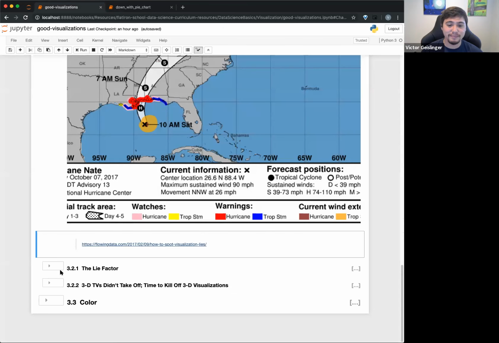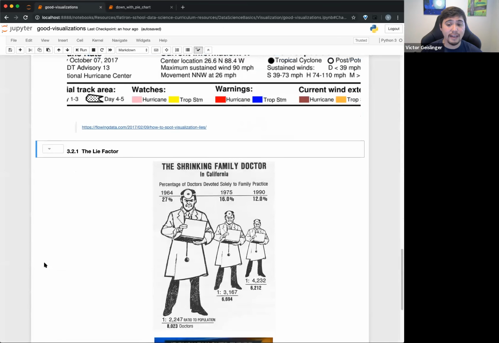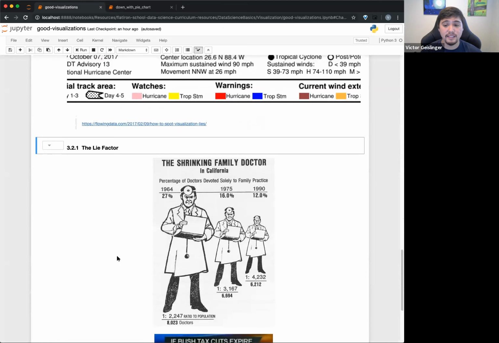Okay, so one aspect is called the lie factor. Looking this up, the lie factor basically says what the data is actually emphasizing versus what you are actually representing. Without going into full detail, looking at this doctor, it's supposed to represent the shrinking family doctor, right? This is a famous image if you search for it.